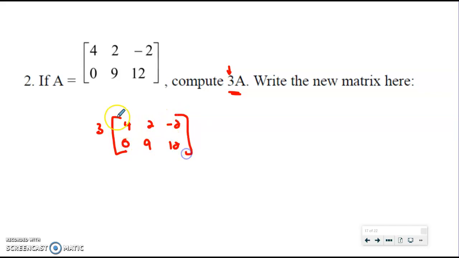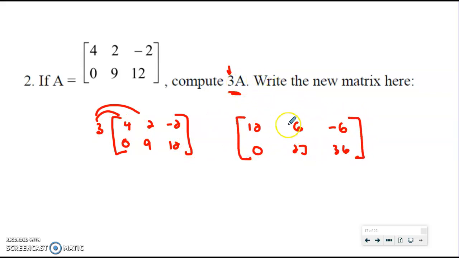So I can distribute, kind of like think of this as being parentheses, all the way through. So I could take 3 times 4, well that's 12. 3 times 2 is 6. 3 times -2 is -6. 3 times 0 is 0. 3 times 9 is 27. And 3 times 12 is 36. So this matrix, after I take 3 times all of matrix A, I get 12, 6, -6, 0, 27, 36.